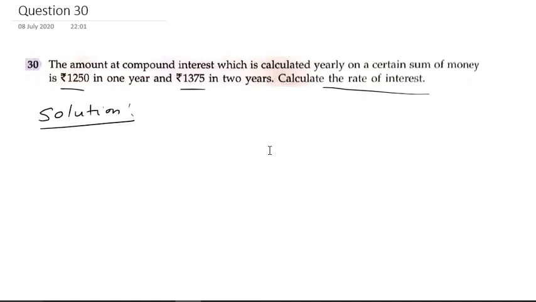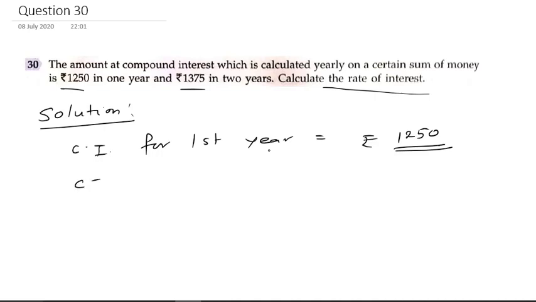Now compound interest for first year is rupees 1250. Now if you see this problem, some of the part you will find similar to question number 27 which we have done just now. Compound interest for second year. So this is compound interest for second year, not for 2 years. Compound interest for second year is rupees 1375.